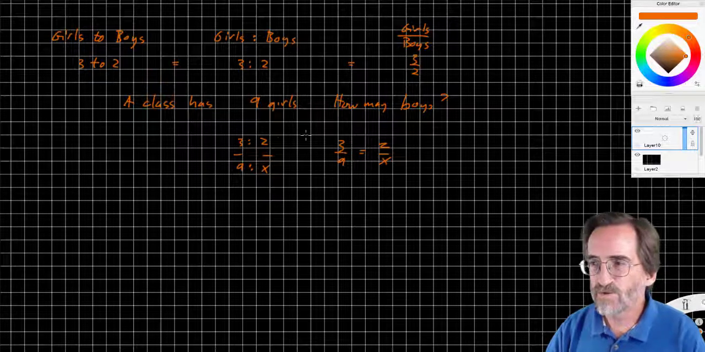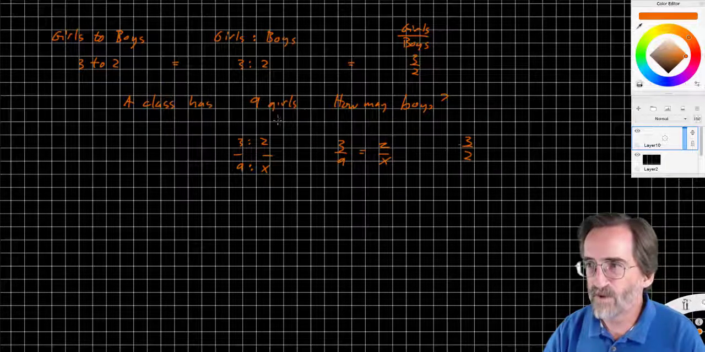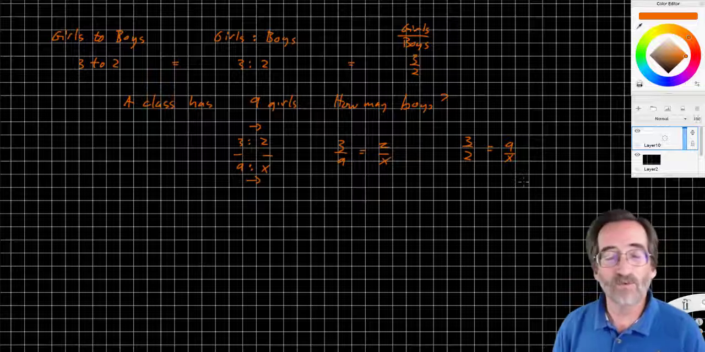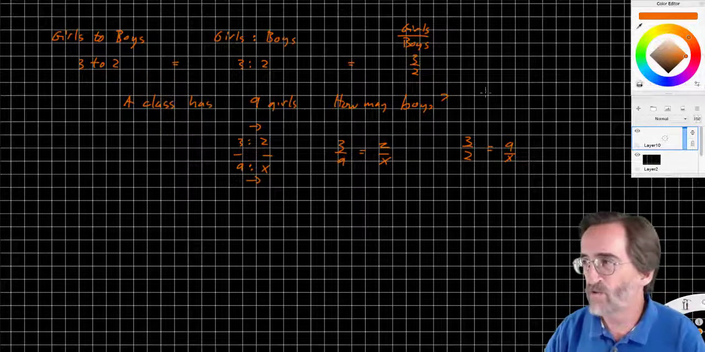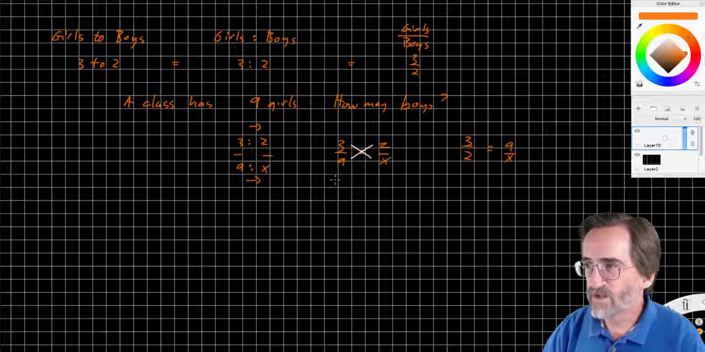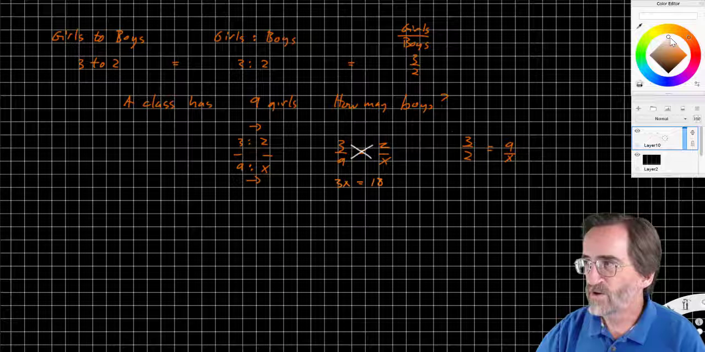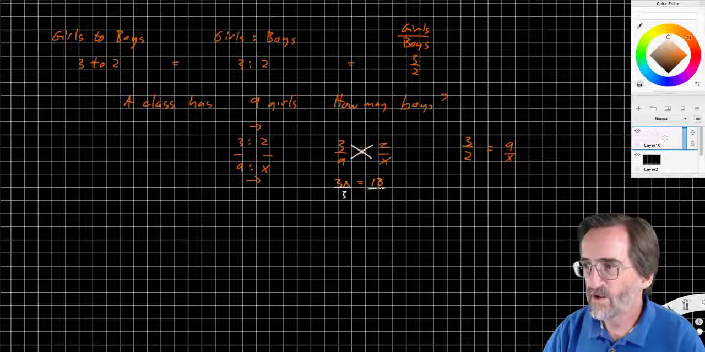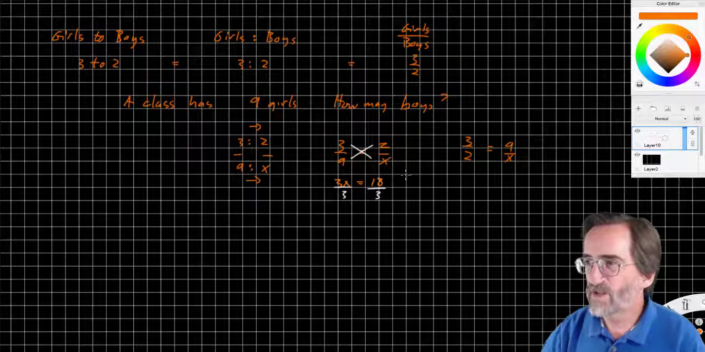I could also do it this way. I could say 3 is to 2, going from left to right, as 9 is to x. There are lots of ways to write this, but really it comes down to solving it the same way. We cross multiply and divide. 3x equals 2 times 9, 18, and then divide by 3. Cross multiplying and dividing is the preferred technique because it always works. 18 divided by 3 is 6.